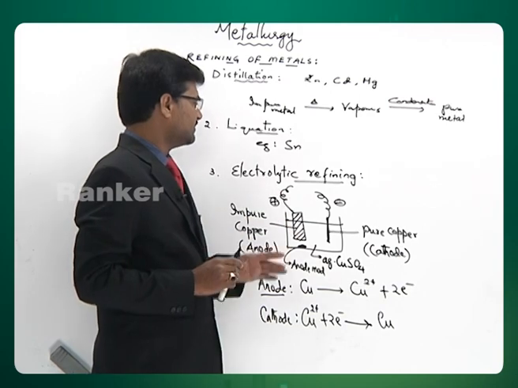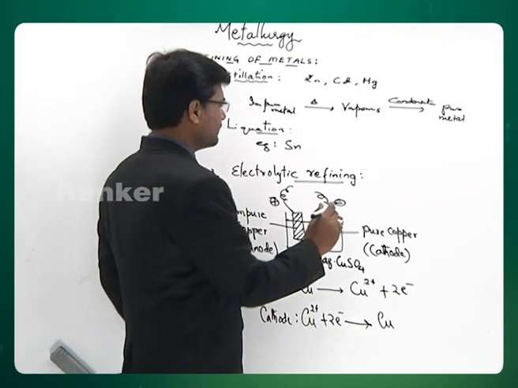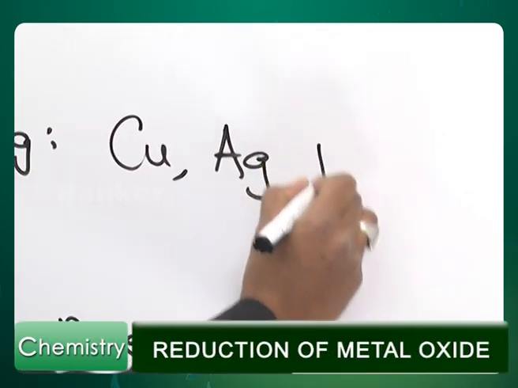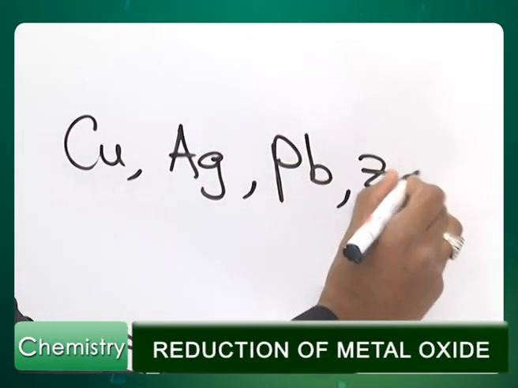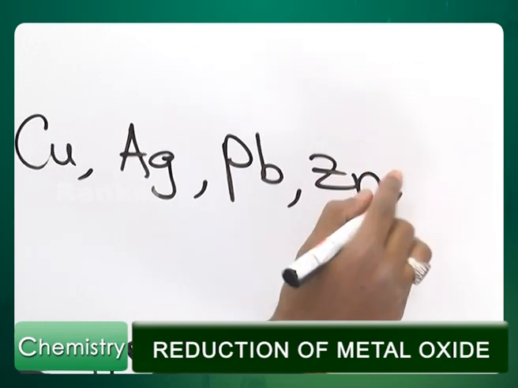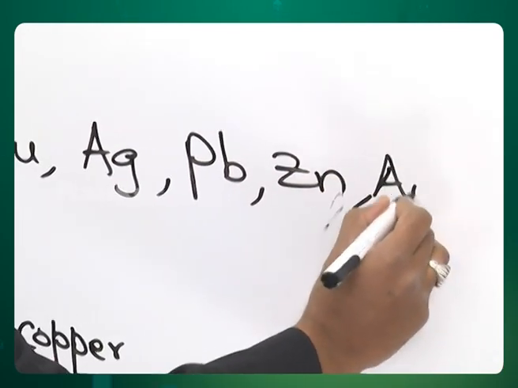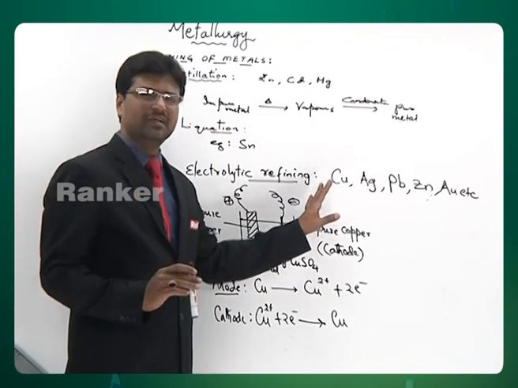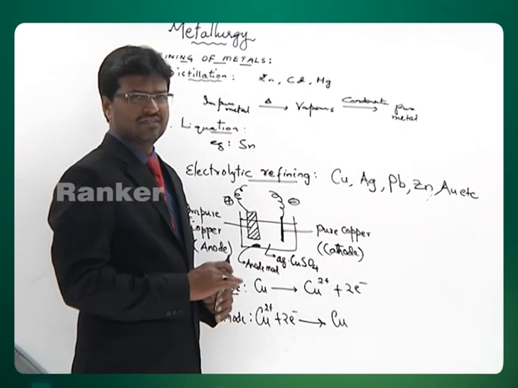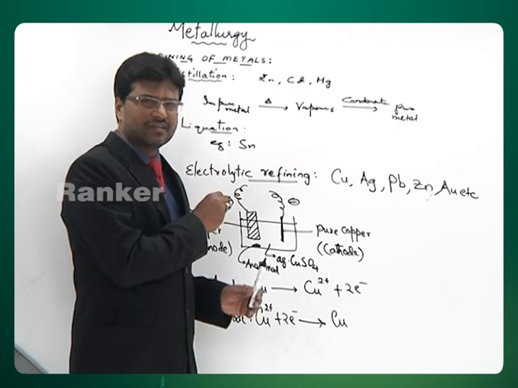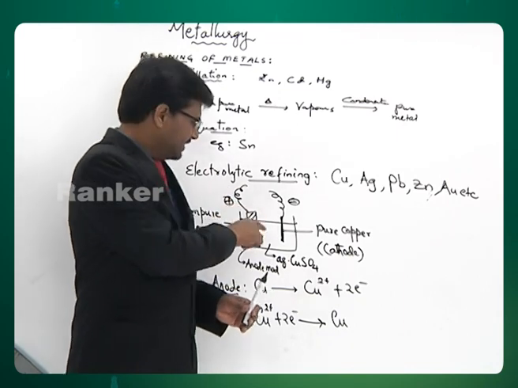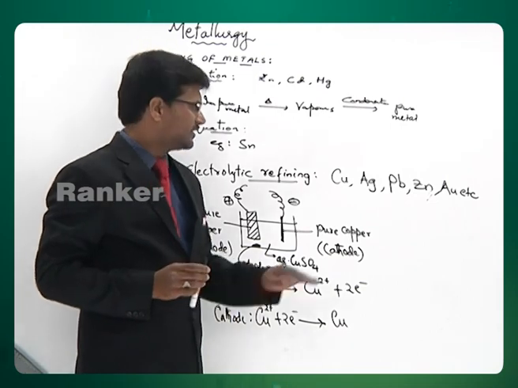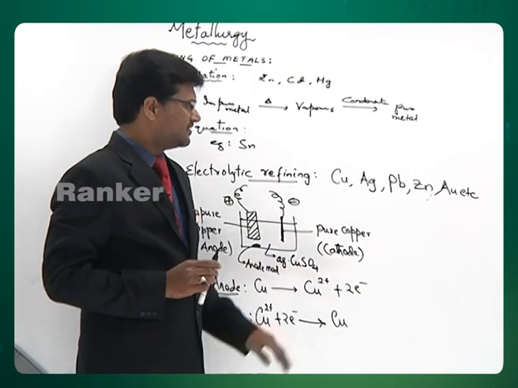So this is electrolytic refining, applicable for copper, silver, lead, zinc, gold, etc. So for most of the metals. But remember, this is not applicable for active metals. Generally, this is not applicable in the original form. When you use aqueous solution, obviously it will not be useful for active metals, but for most of the metals this works.